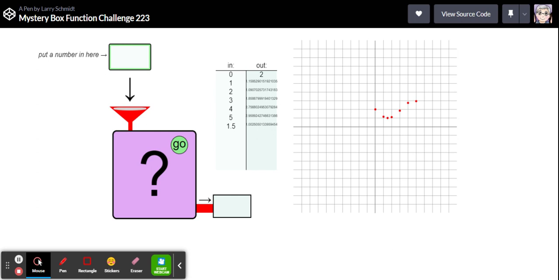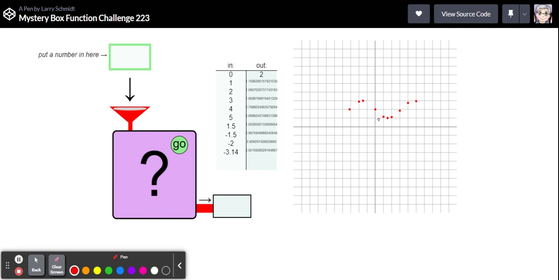And let's do some negative values. I'm going to do a negative 1.5. And maybe a negative 2. And a negative 3.14. Okay, so this definitely looks like sine or cosine. It's got that repeating waveform. So let's do some thinking about this.